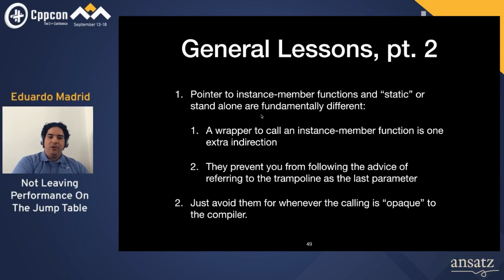A wrapper to call an instance member function is one extra indirection, period. Different types, they work differently. Do not introduce that indirection. Then, another problem of using the instance member function pointers or instance member functions in general is that they prevent you from following the last advice of using your artifacts at the very end of the parameter list.